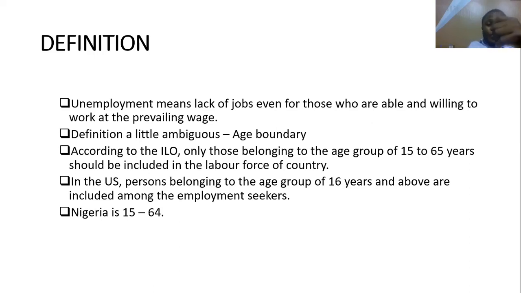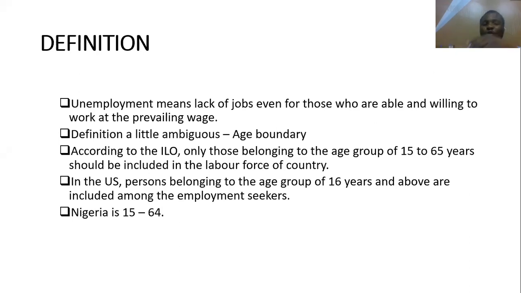They fall into the labor force, okay, working age. Nigeria considers 15 to 64. The US considers 16 years and above. That tells you the definition of unemployment is a bit ambiguous, a bit dynamic. It's not fixed, it's not straight. So in the US, somebody that is 15 years and working is child labor, child abuse. But in Nigeria, someone that is 15 years and working is no longer child labor, because that person is able according to the confines of the law.